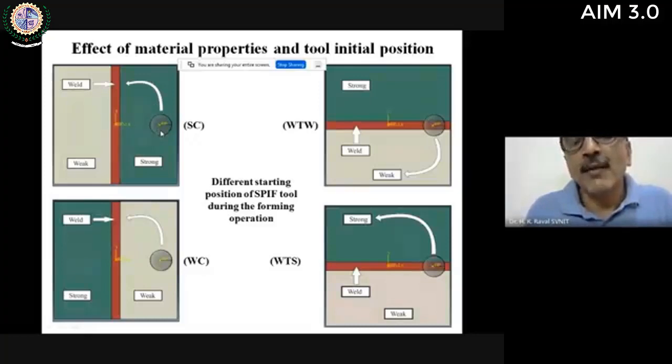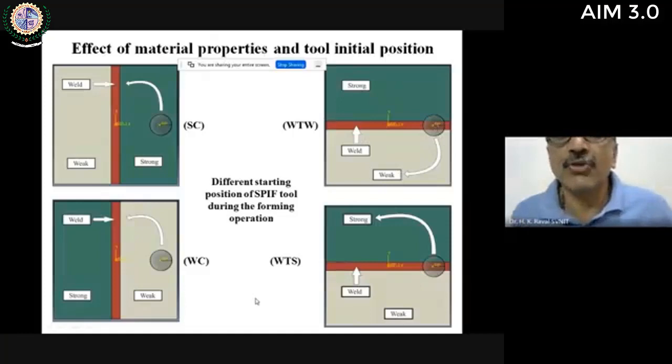At every starting point, the tool descends downward. So it has some tool mark effect here. Here the tool descends at the weld line, so the weld line will have a tool marking. So this is the plan to study the effect of these tool initial positions.